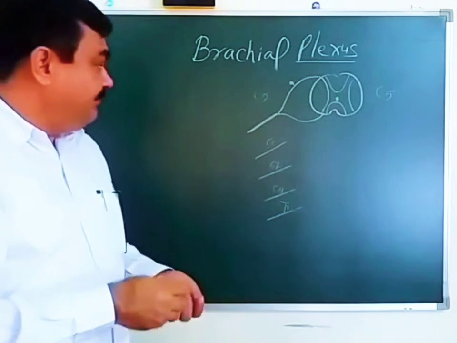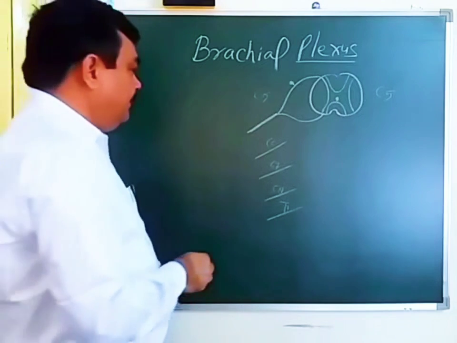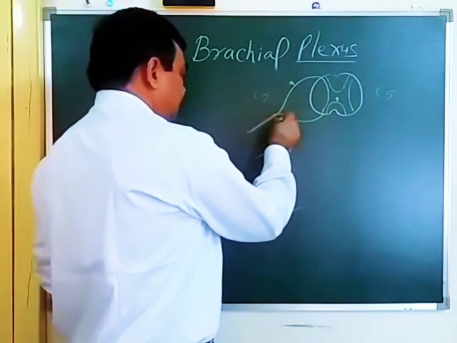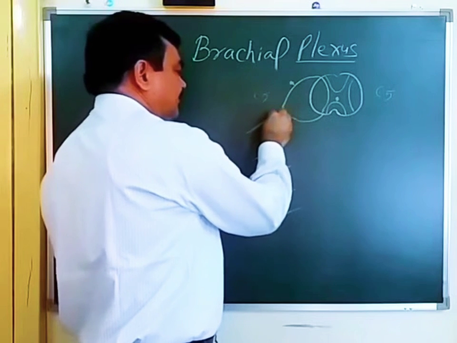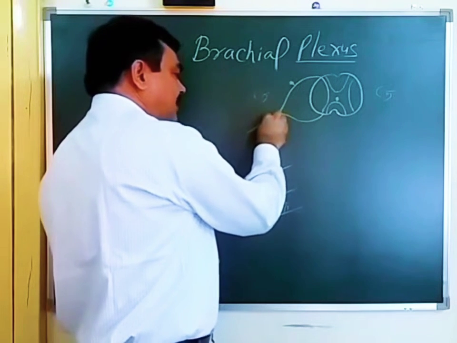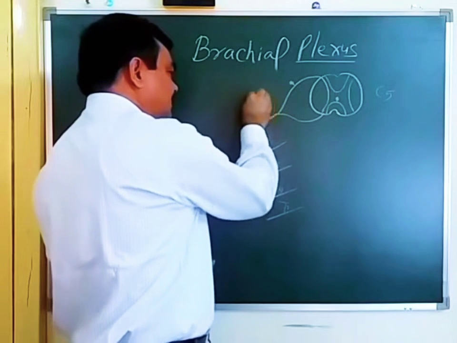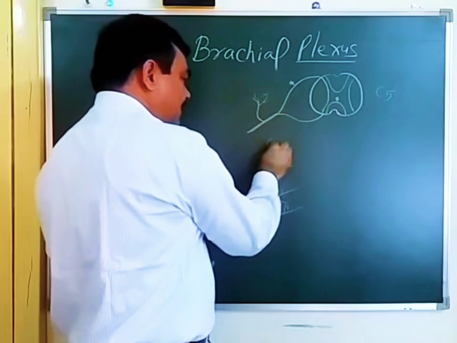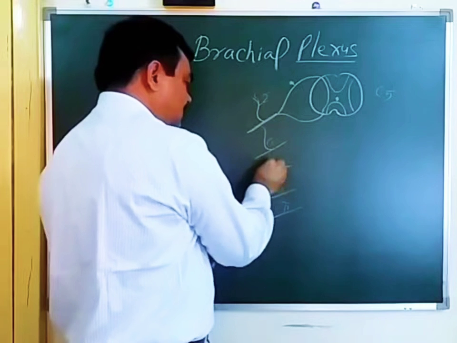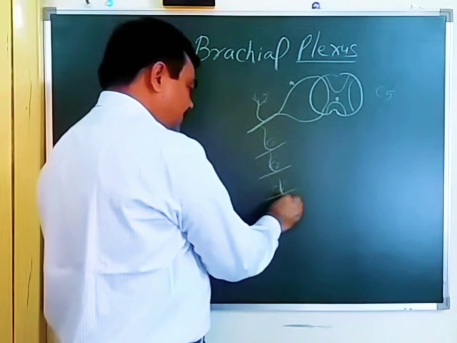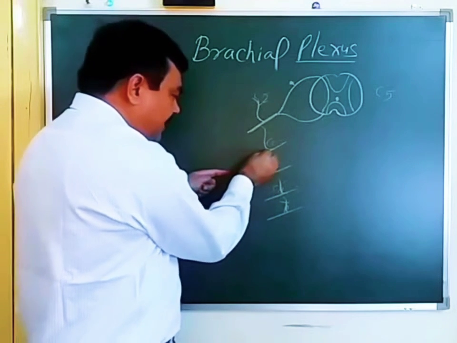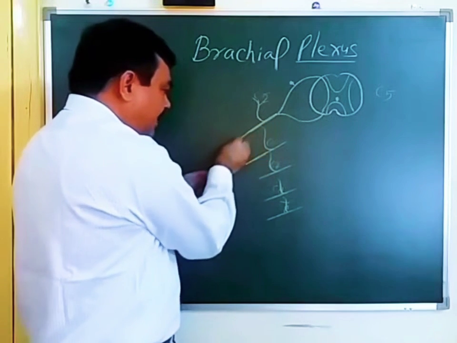And as you know, the spinal nerve gives two rami, the dorsal ramus and the ventral ramus. Here is the dorsal ramus. So each spinal nerve has a dorsal ramus. This portion is the ventral ramus.